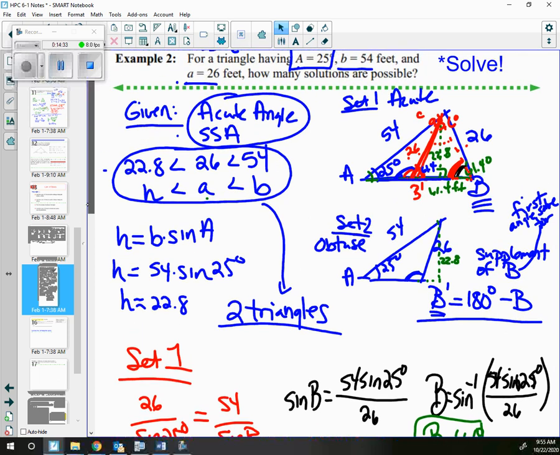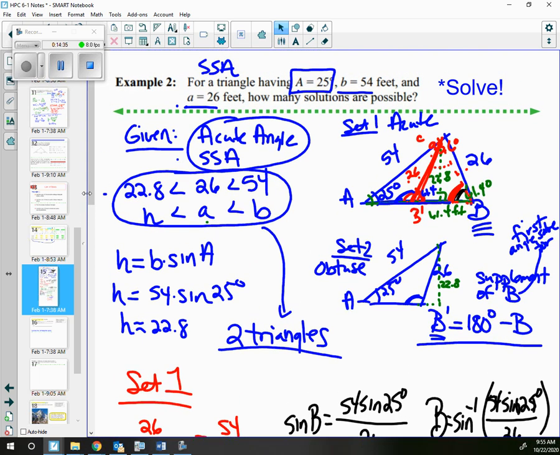All right, so let's recap. How did I know there were two solutions? Well, I knew there were two because it was a side-side-angle. One angle was acute, and my side A, this A value, 26, was less than side B, but it was bigger than the height. That's the only situation that you'll ever get two triangles, because I can swing one way or the other.